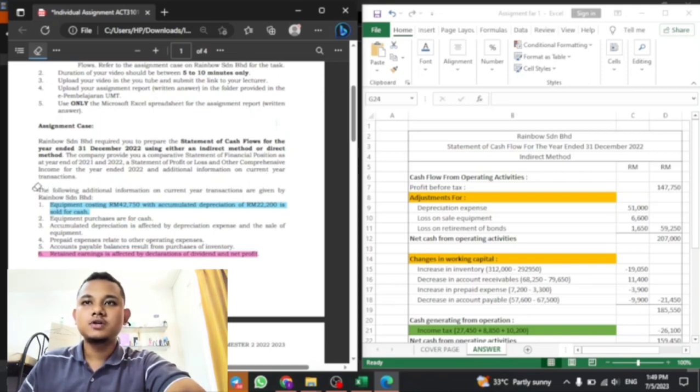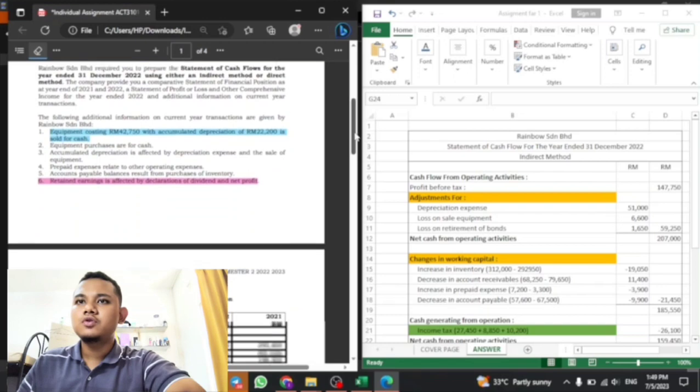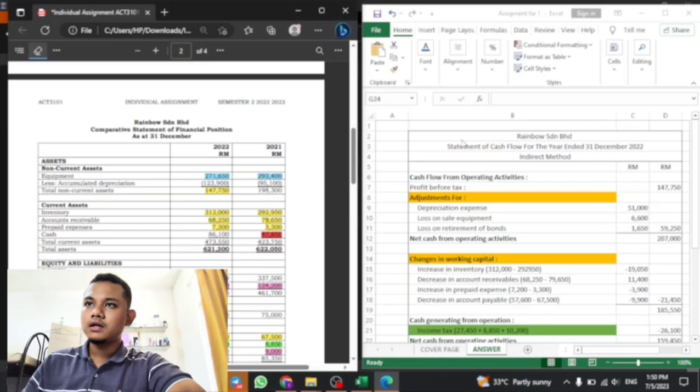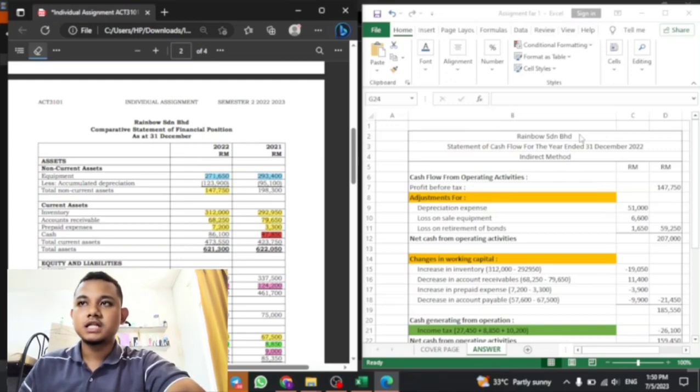If we look here, we have six additional information items. So let me go to my answer. The first step to prepare the statement of cash flow is the name of the company. For this assignment, the name of the company is Rainbow Sdn Bhd, followed by the statement of cash flow for the year ended 31st December 2022, and I use the indirect method for this assignment.